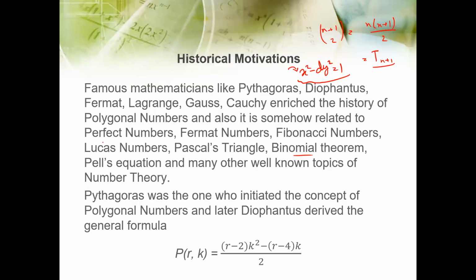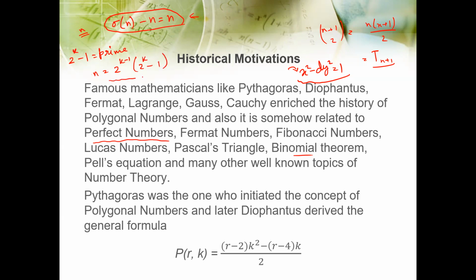And another thing is that I'll show a relation with perfect numbers. So what are perfect numbers? Perfect numbers are the numbers n which are equal to the sum of their positive divisors excluding itself. So those n's are the perfect numbers. And we have a theorem that if 2 to the power k minus 1 is a prime, then n equals 2 to the power k minus 1 times 2 to the power k minus 1. This is actually a perfect number, and all the even perfect numbers are of that form.